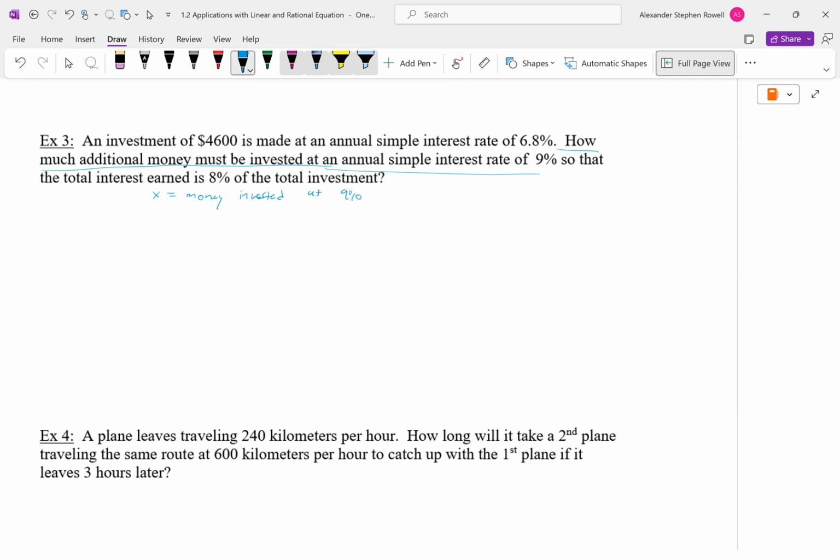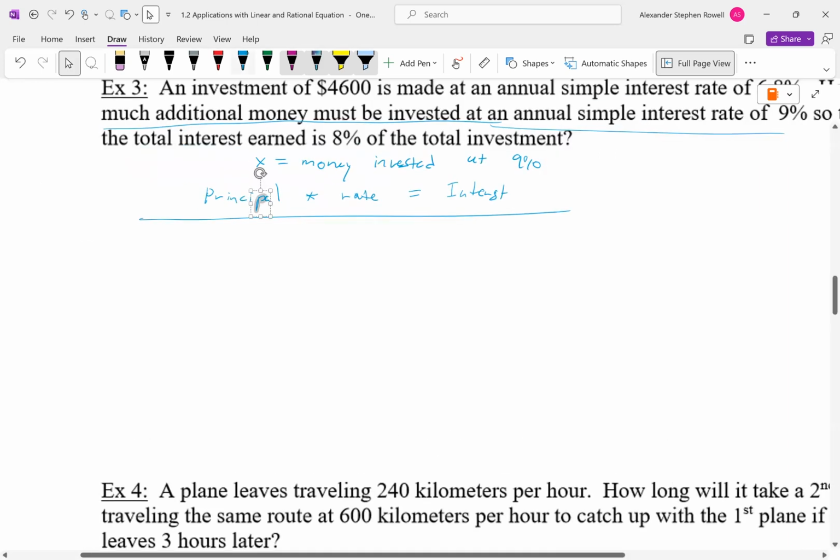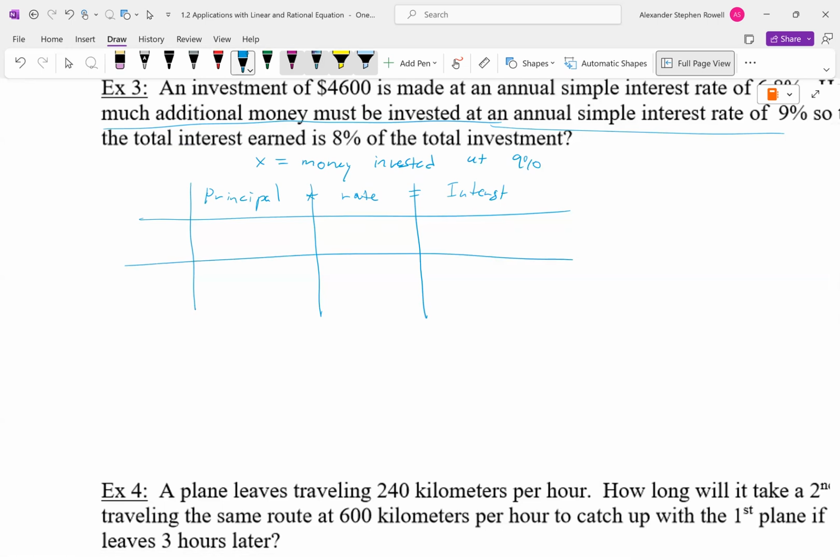Return. So now, because we know this is an interest problem, it is P for principal. I'm just trying to remember which spelling of principal this is. Principal times rate, meaning interest rate, right? Times rate is equal to interest, which is the money earned. Okay, so I'm going to make a chart. You do not have to make a chart. I just find it organizes the information.